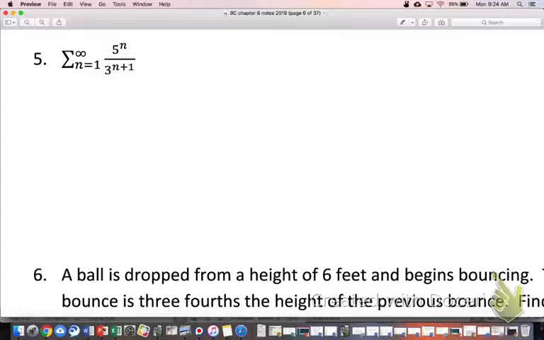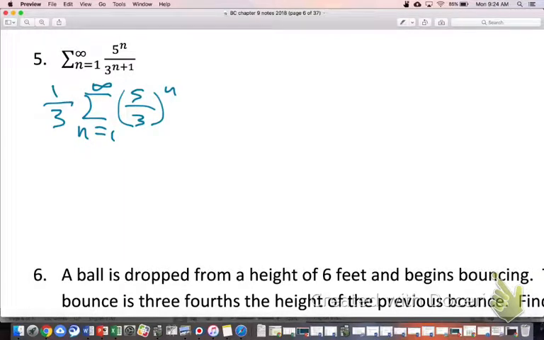5/3. 5/3 is right, yeah. So this is geometric, based on the idea that you've got numerical bases and variable exponents. If you wanted to, you could pull the 1/3 out and say you've got 1/3 sigma from 1 to infinity of 5/3 to the n. And then you'd say, all right, well, r equals 5/3, and that number is greater than or equal to 1. So if the common ratio is greater than or equal to 1, you can say, therefore, by the GST, the geometric series test, the series diverges.